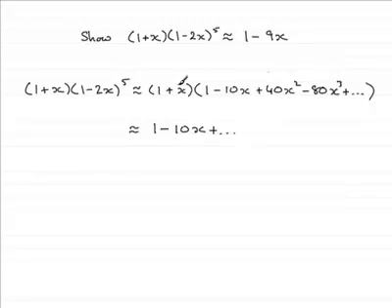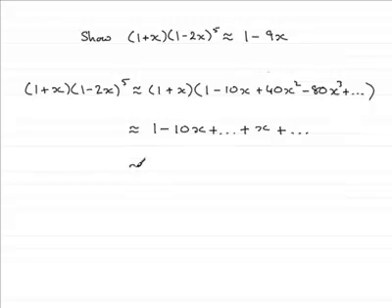Now we go on to multiply with the x here to each of the terms. So we get x times 1, so that's plus x. But then we get x times minus 10x, which would be minus 10x squared, and we can ignore that. We can ignore the next one, 40x cubed, and so on. So we're going to have more terms which we can ignore.